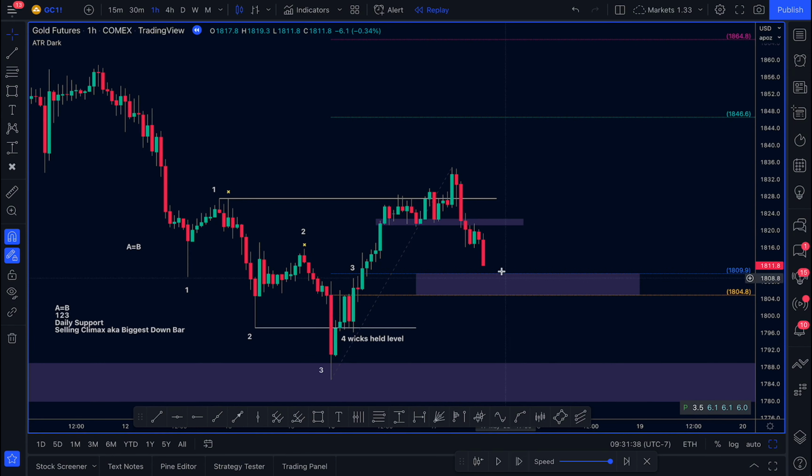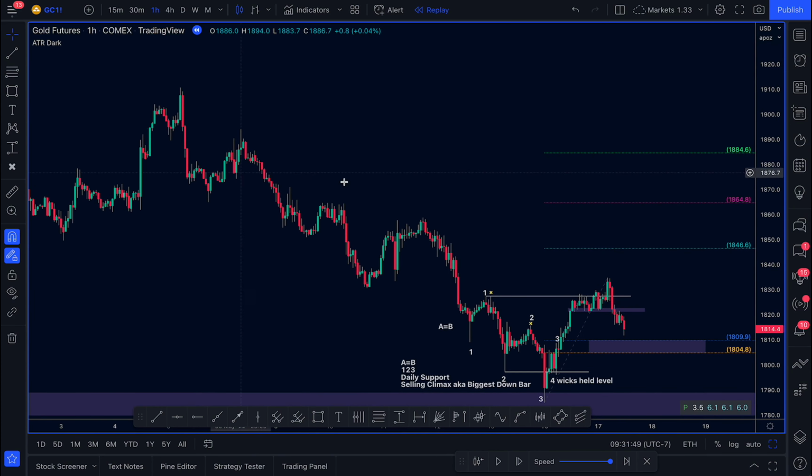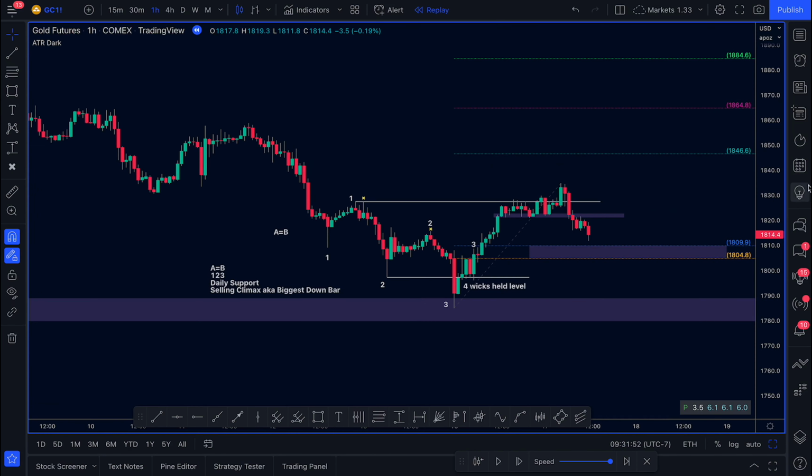And as you can see, this is how you can tell a stop run was successful. An absolute sell-off afterwards where they just smack price. You can see it happened right up here too. Same situation. It's all part of the plan.